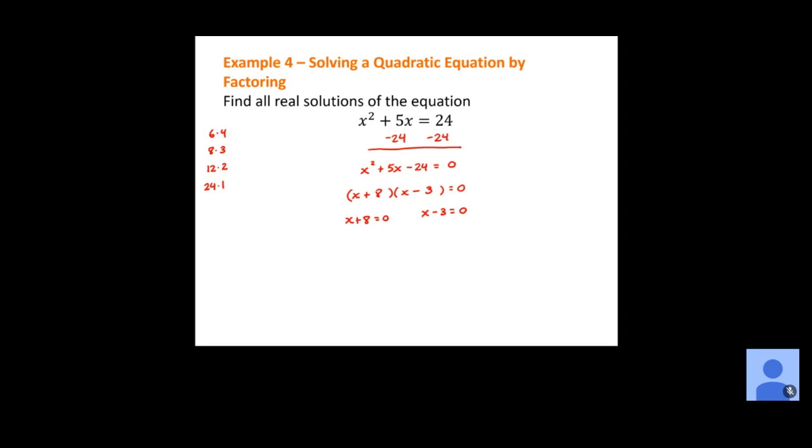Now we solve. So just like we did before, to get x by itself here, we're going to subtract 8 on both sides. That's going to give us x equals negative 8. And then for the other one, the opposite of subtraction is addition. So I'm going to add 3 to both sides to get x by itself. And that should give us x equals 3. So in this case, with this quadratic equation, we actually get two solutions to this equation. x is equal to negative 8 and x is equal to positive 3.